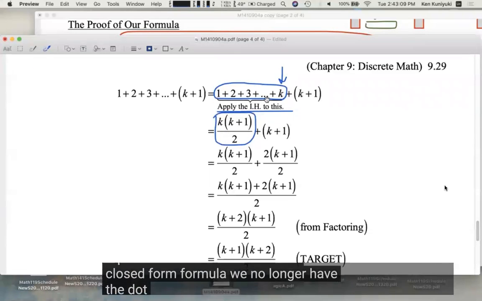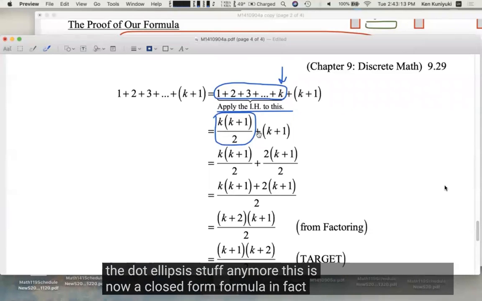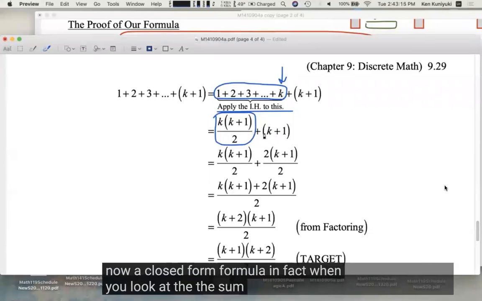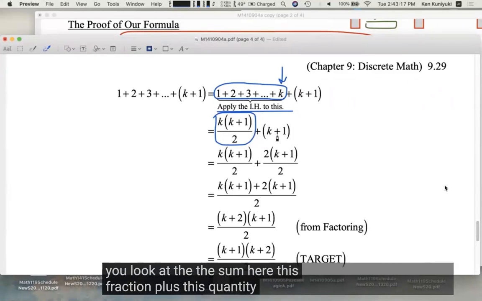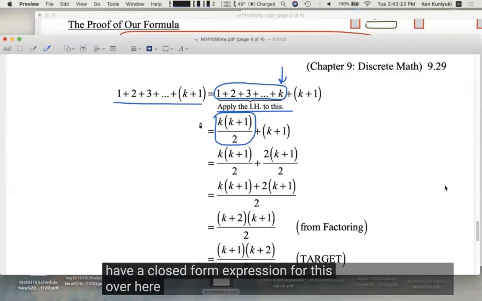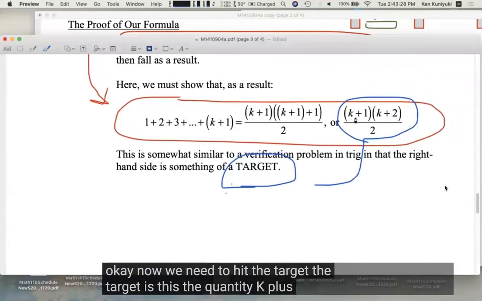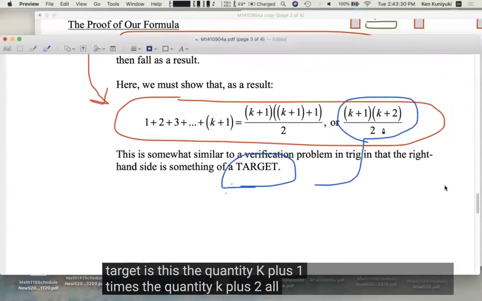We no longer have the ellipsis stuff anymore. This is now a closed form formula. In fact, when you look at the sum here, this fraction plus this quantity over here, we have a closed form expression for this over here. Okay, now we need to hit the target. The target is this, the quantity k plus 1 times the quantity k plus 2 all over 2.